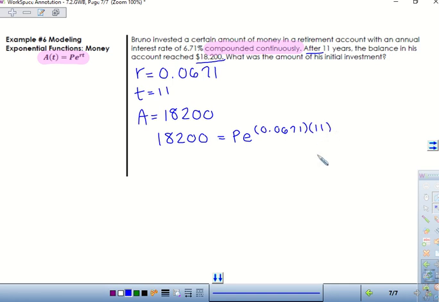Now, E is not a variable. It's actually a number, okay? So what you actually want to do here is isolate whatever variable you're solving for first. So I'm going to divide both sides by E to the power of all this stuff to get P by itself. This cancels out, and I'm left with P equals.